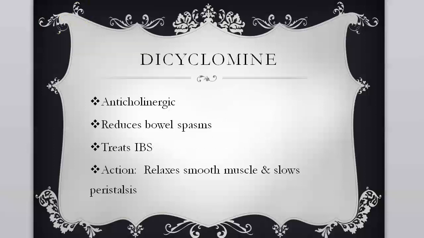All right, our first med that we're going to talk about is dicyclomine. It's also known as Bentyl. This has been around for a long time. It was approved back in the 1950s. It can be given either PO or IM. Therapeutically, it's an antispasmodic, and pharmacologically, it's an anticholinergic. And what it does is it reduces bowel spasms and helps to treat irritable bowel syndrome.